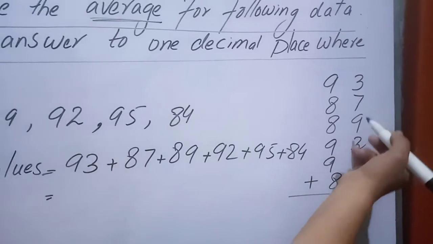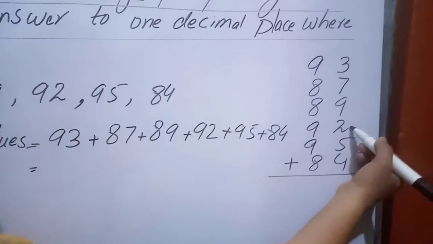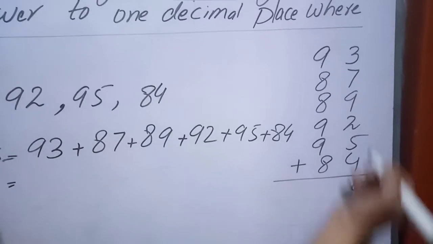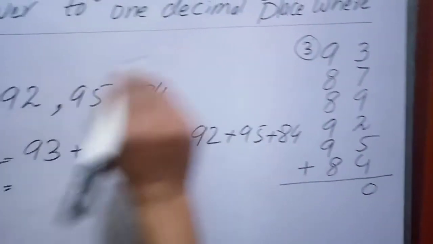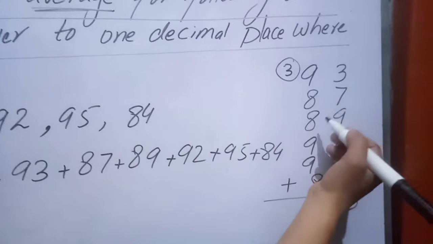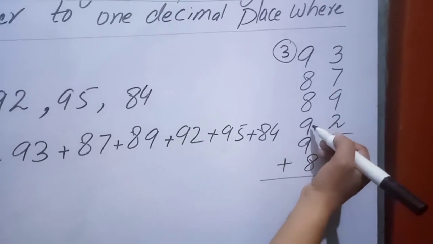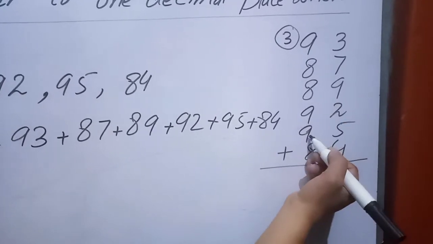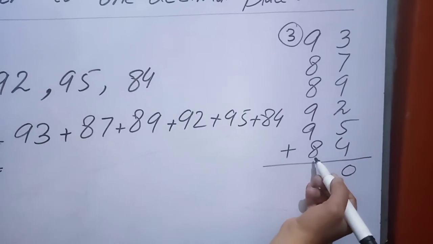I want to find out the sum. 7 plus 3, 10, 19, plus 2, 21, plus 5, 26, plus 4, 30. 0 is here, 3 is carry. 9 and 3, 12, 12, 8, 20, 28, 28 and 9, 37, 37 plus 9, 46, 46 plus 8, 54.